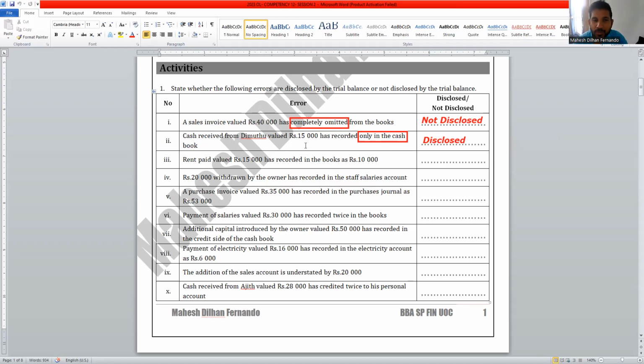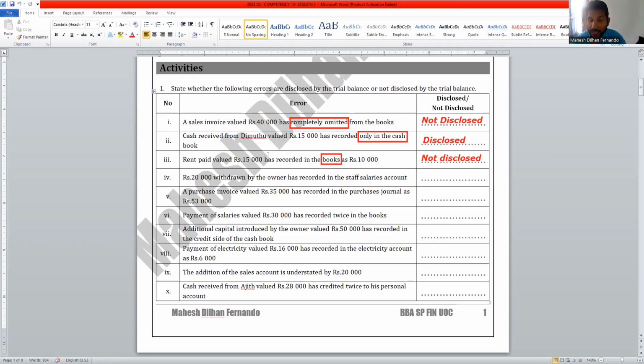Rent paid valued 15,000 has been recorded in the books. Books means both entries, both the prime entry books or both ledger accounts. It is recorded as 10,000. Again, an error of complete commission here. So this is not disclosed.